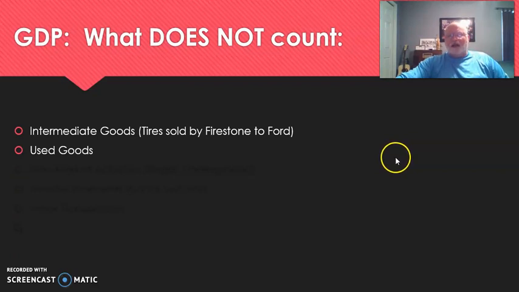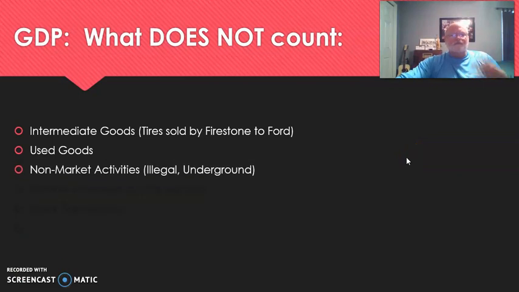Used goods. So if you want to help the economy, buy a new car. If you buy a used car, sure, the person you bought it from now has money. Maybe they'll go buy a new car. But the actual cost of the used car does not go into GDP. It went into GDP when it was made.